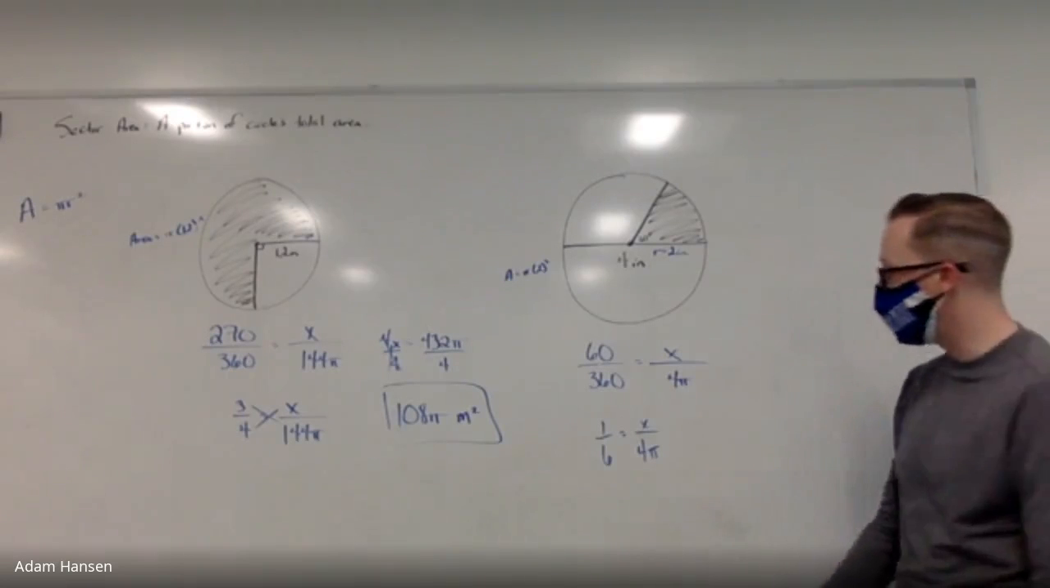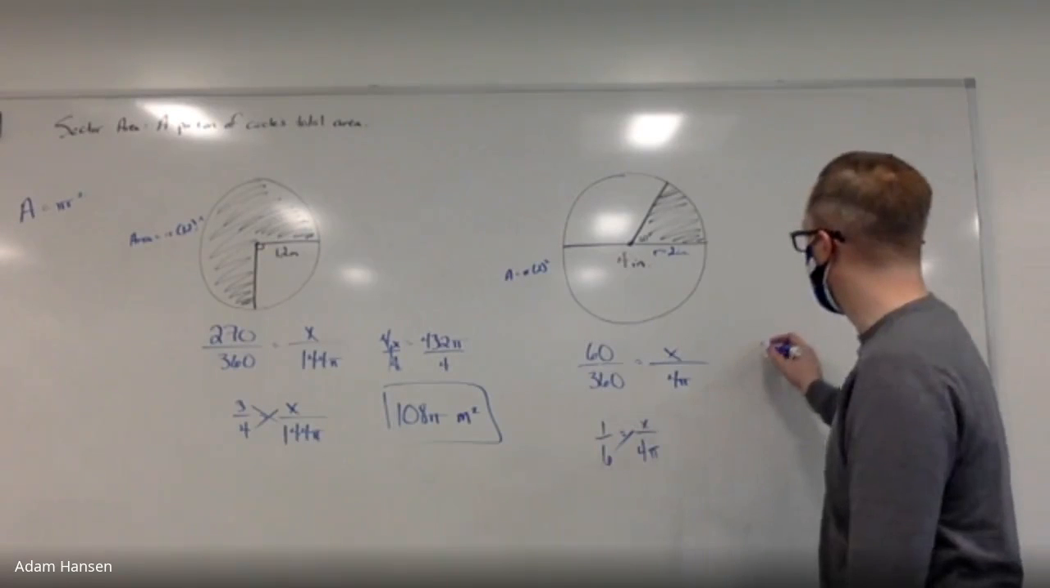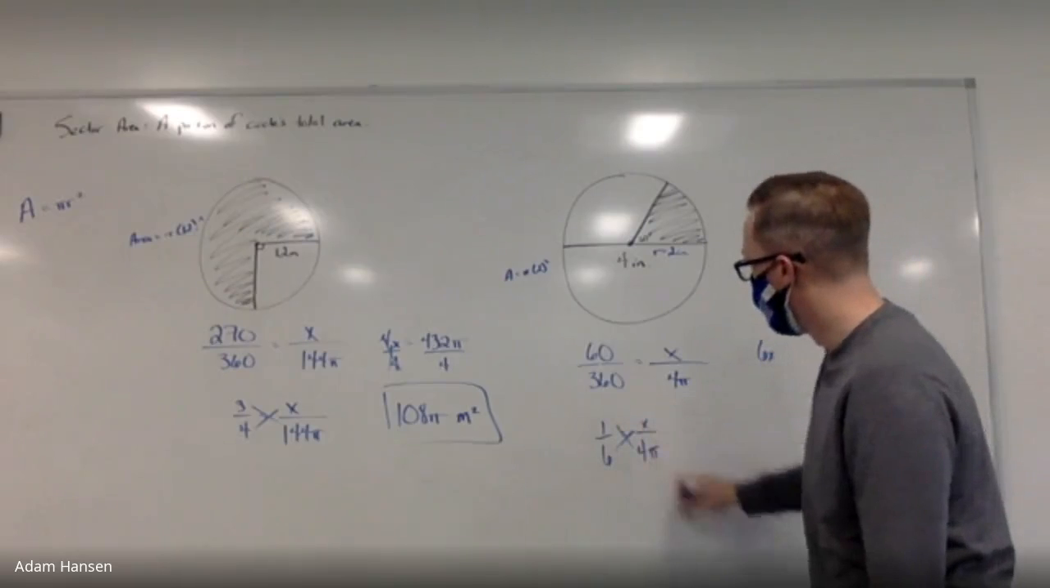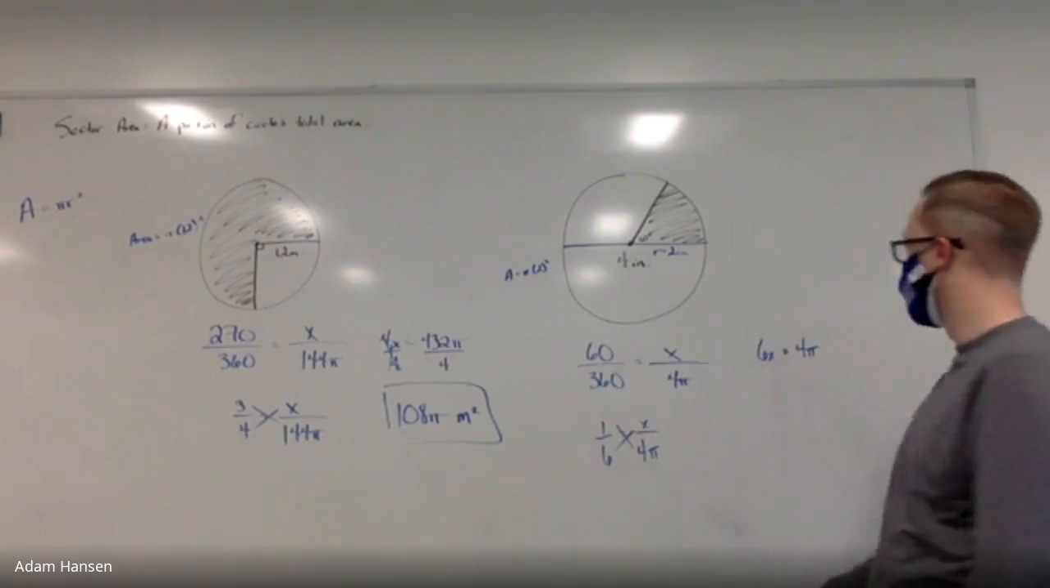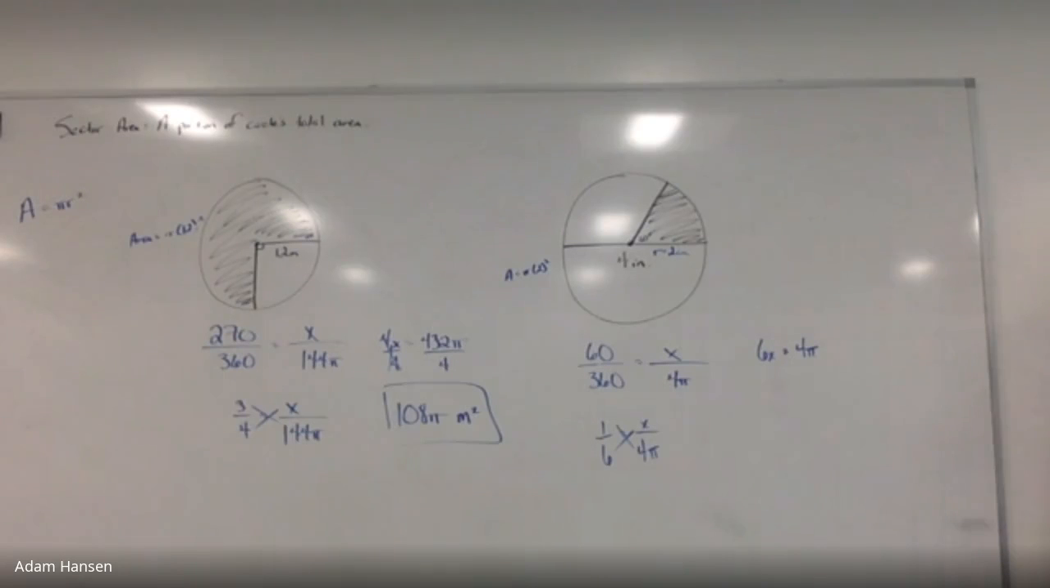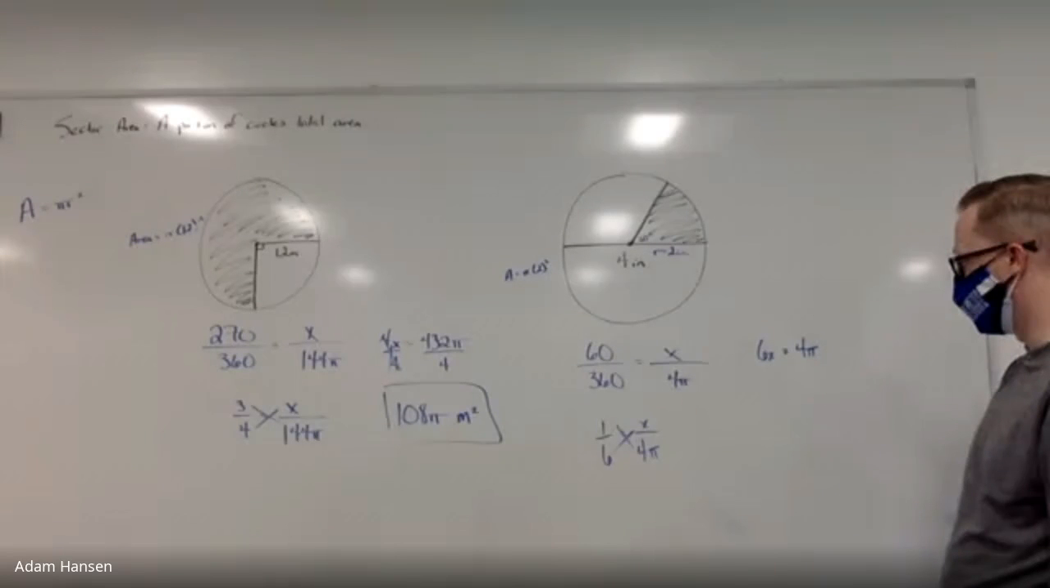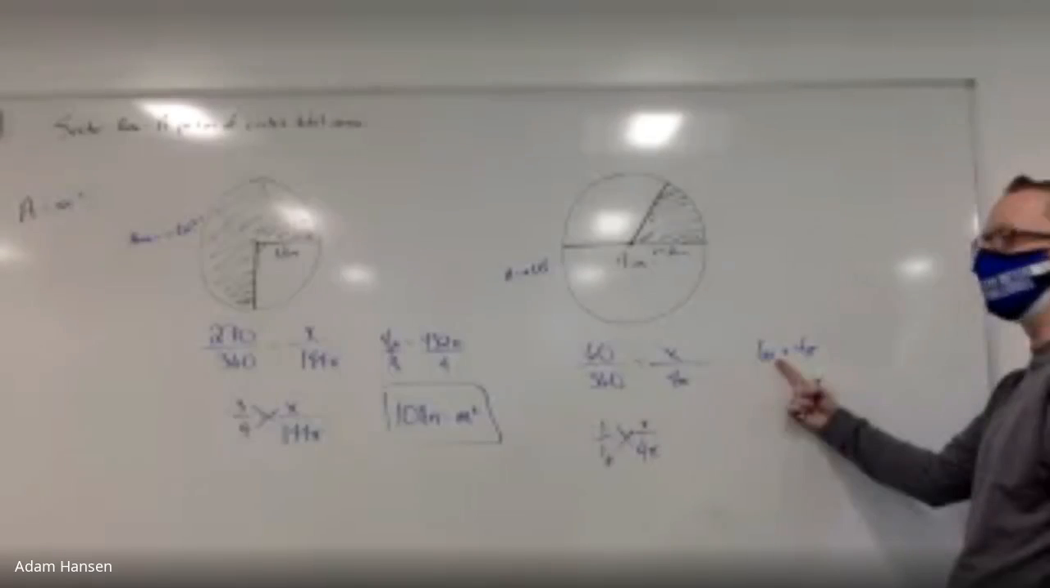Now let's just put it all together. 6 times x, 1 times 4 pi. What's next, Helen? I'm left with 6x equals 4 pi.